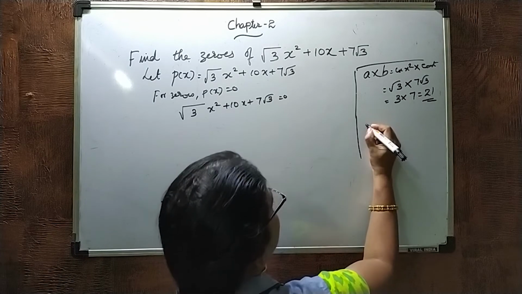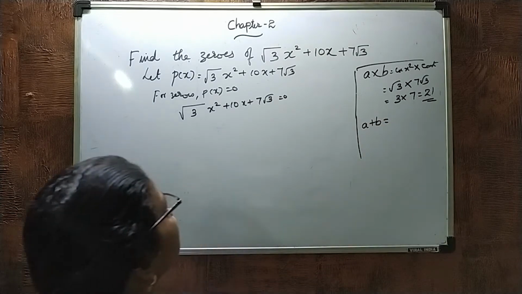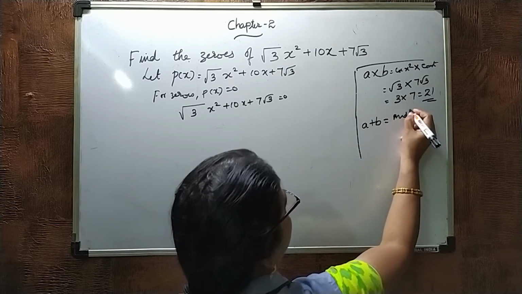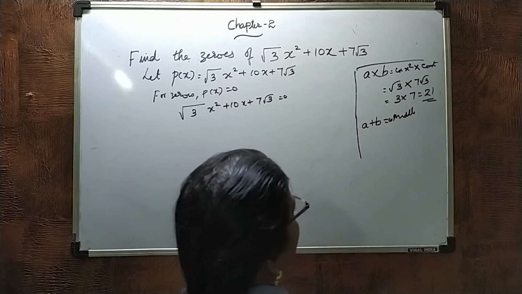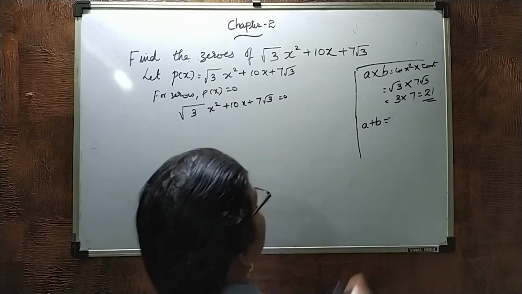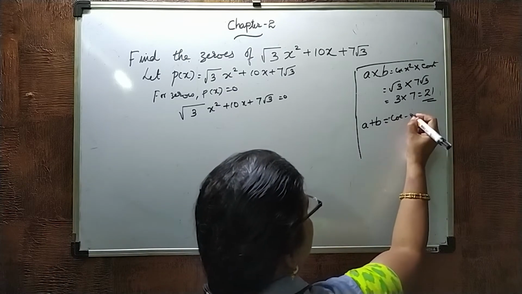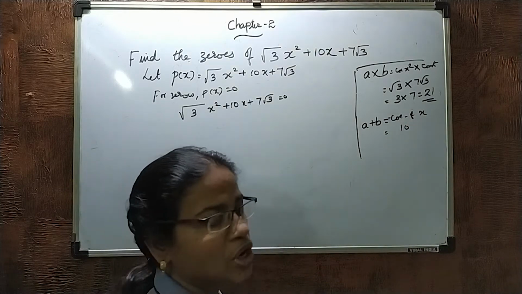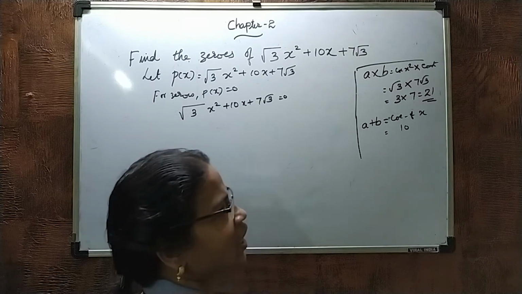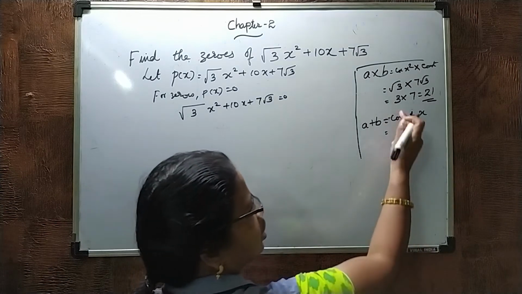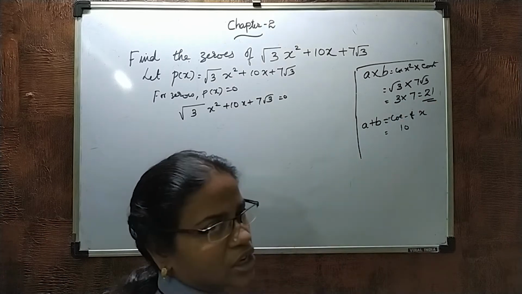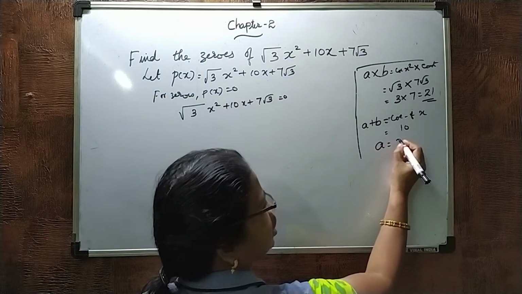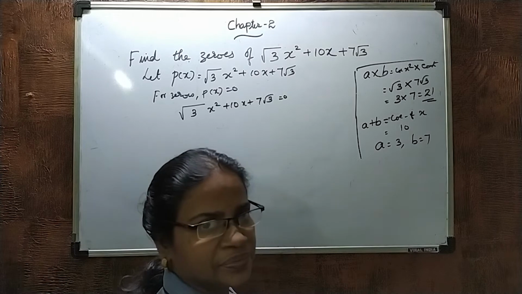Then a plus b. A plus b means the coefficient of the middle term, or the coefficient of x. So it is 10. So when two numbers are multiplied, you have to get the answer 21, and when you add, you have to get the answer 10. So here itself, 3 into 7 is 21. What is 3 plus 7? 3 plus 7 is 10. So what is A, what is B? A is equal to 3 and B is equal to 7.